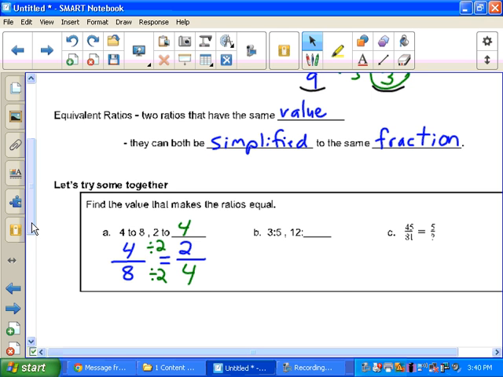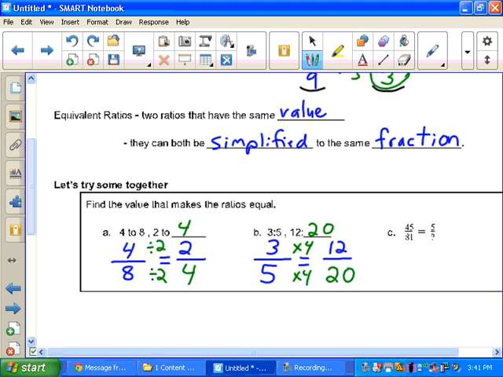Our next ratio of 3 to 5, we're going to rewrite it as a fraction. And then we're going to look at the second part. 12 over what? Well, in this case, I'm getting bigger. So I would multiply 3 by 4 to get 12. I do the same on the bottom. 5 times 4 is 20. So 3 to 5 is an equivalent ratio to 12 to 20.